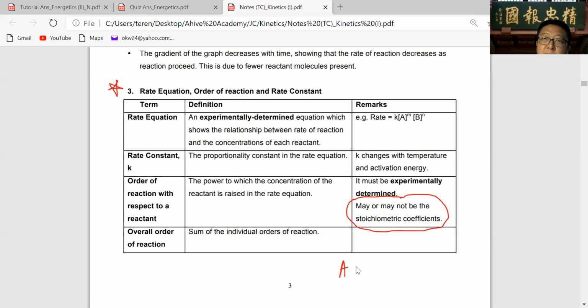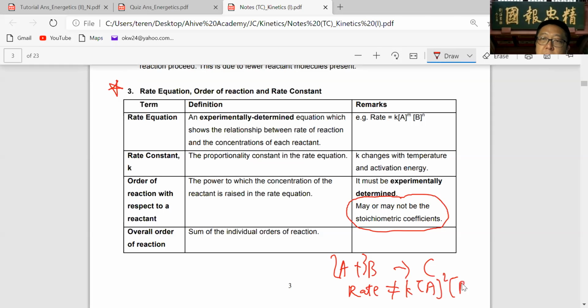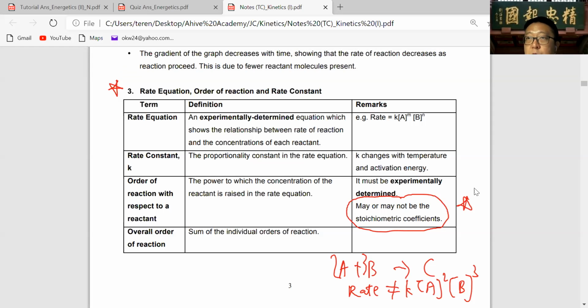For example, A plus B will give you C. Say this is 2 and then 3. Your rate may not be k[A]^2[B]^3. This is what this statement is trying to say. Mole ratio is mole ratio, but the rate depends on your rate determining step. Later we'll see what the rate determining step is. So you must remember this.